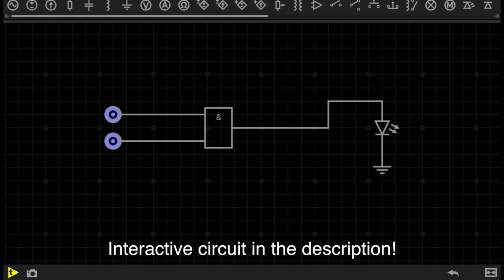This video is an introduction to logic gates. There will be more videos in the future to cover more of the different types of logic gates and different circuits that can be made using logic gates.